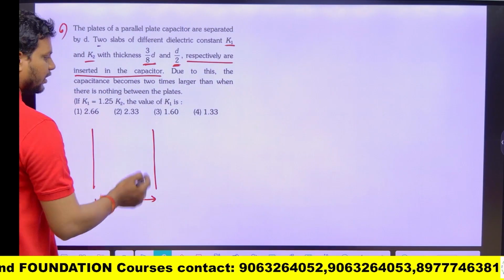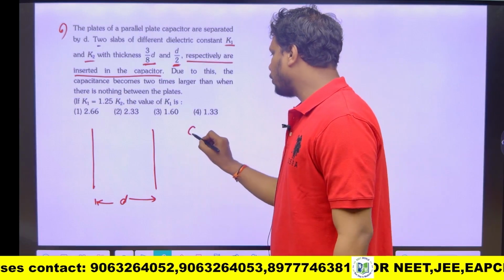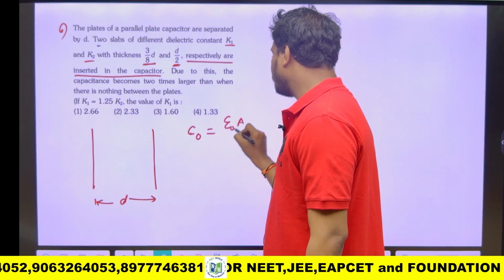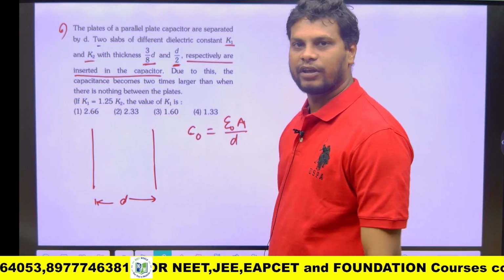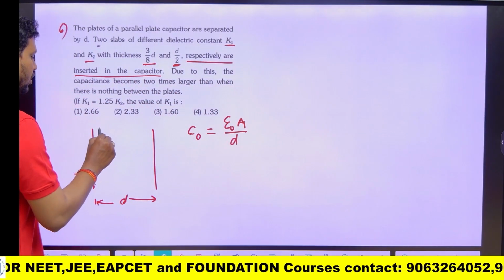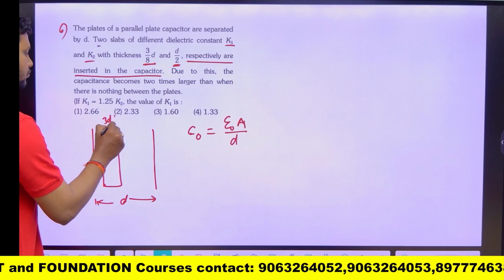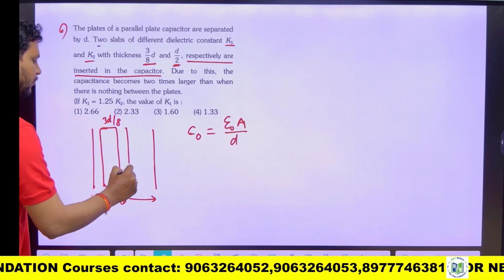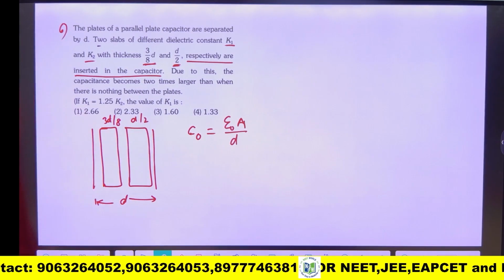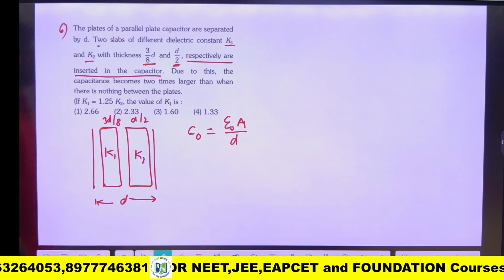Initially this is an air-filled capacitor, and its capacitance I will take as C0, which is equal to epsilon naught A by d. Inside this we are keeping two dielectric slabs: the first of thickness 3d by 8, and the second of thickness d by 2. The dielectric constant of the first one is K1 and that of the second one is K2.